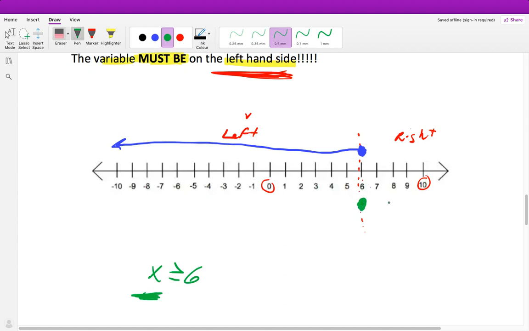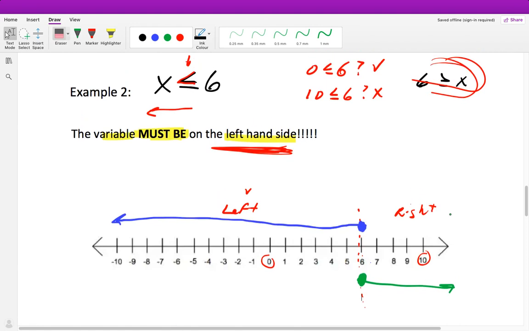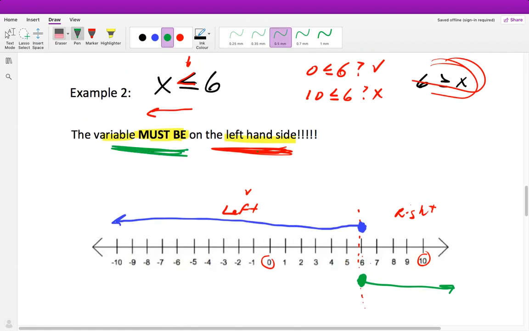That is telling me it's pointing to the right, that means it's actually going to be going to the right. So these inequalities we can actually use to help us in determining which way our graph should be written. But the key thing, and this is where a lot of people forget, is your variable must be on the left-hand side. If it's not on the left-hand side, you can't just read your inequality.